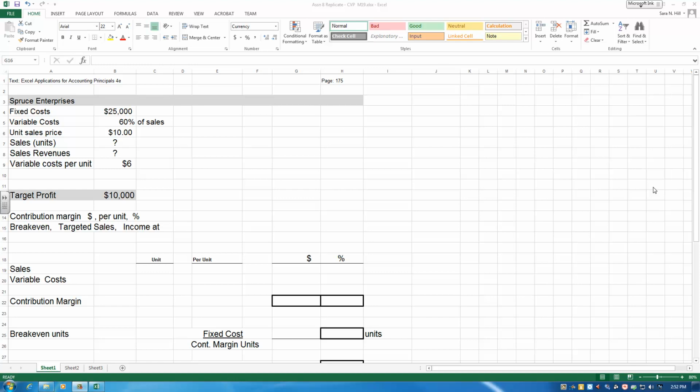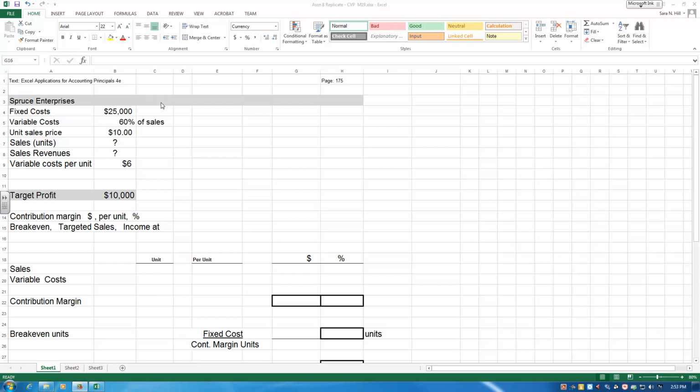This unit will be looking at using Excel as a tool for calculating cost, volume, profit. The example here that we will be using is Spruce Enterprises. What they want us to do is to calculate for them the break-even in units that will get them to a profit of $10,000 when they have fixed costs of $25,000 and variable costs, which are 60% of sales. So we can see that data here up at the top.